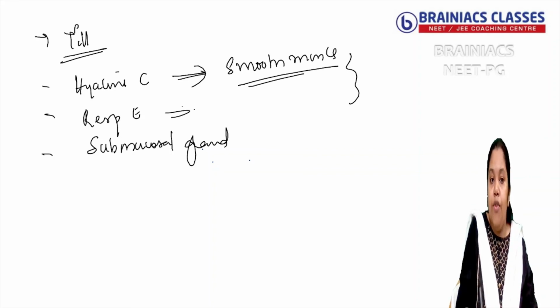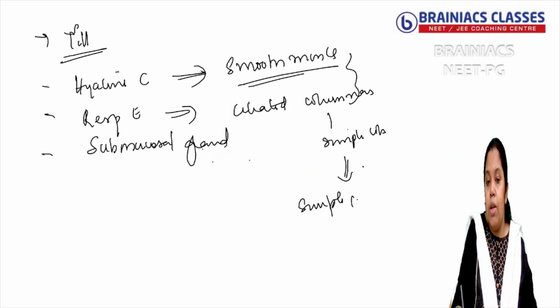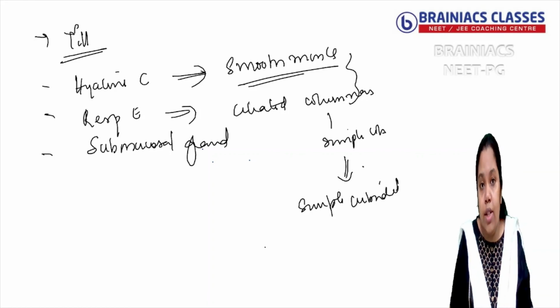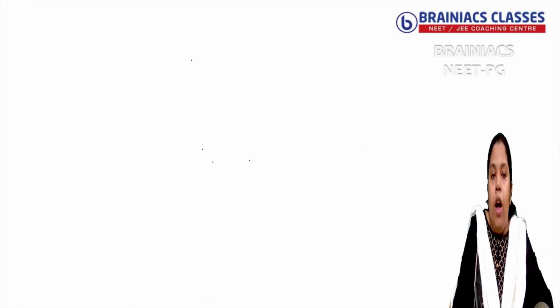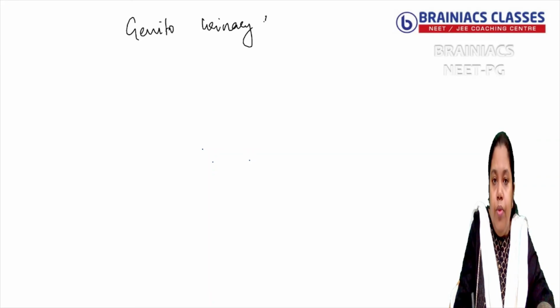The respiratory epithelium will be transformed, ciliated columnar initially, then forming simple columnar, and by reaching the terminal bronchiole, it will form simple cuboidal. So the terminal bronchiole has simple cuboidal epithelium. Understand? So this is about the respiratory system. Now we are moving on to the genitourinary system.